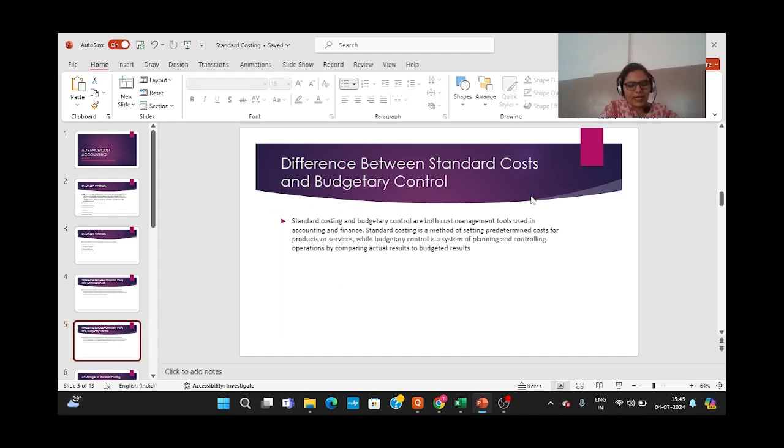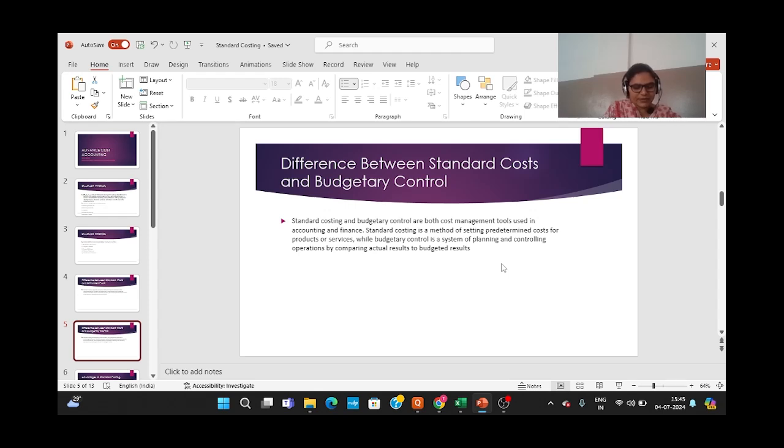Next is standard cost and budgetary control. Standard costing and budgetary control are both cost management tools used in accounting and finance. Standard costing is a method of setting predetermined cost for products or services, while budgetary control is a system of planning and controlling operations by comparing actual cost to budgeted results. Budgets are prepared for both cost and revenue, but standard cost is prepared for cost only. Budgets are prepared for a business as a whole or part of an undertaking or department, but standard costing is prepared only for the elements of the cost.